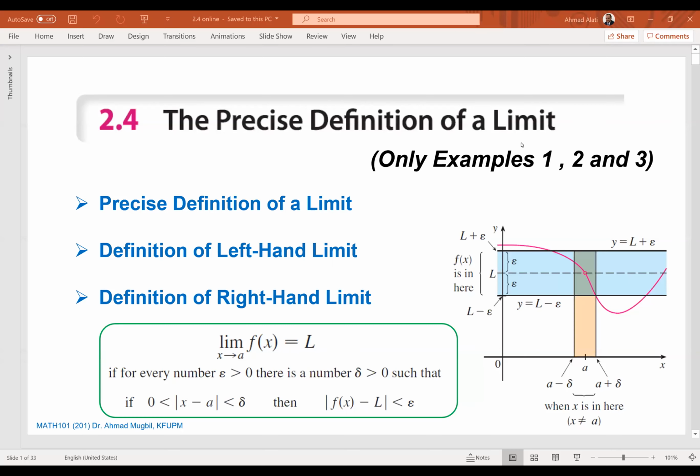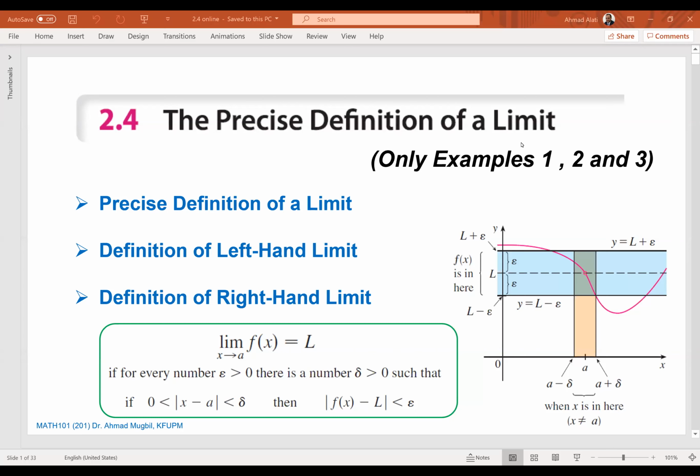Our class today, inshallah, will be about section 2.4. This section is about the precise definition of a limit. In fact, it is the definition that's used in mathematical analysis. When you analyze the limit for any function in general, we use what is called the precise definition of a limit.